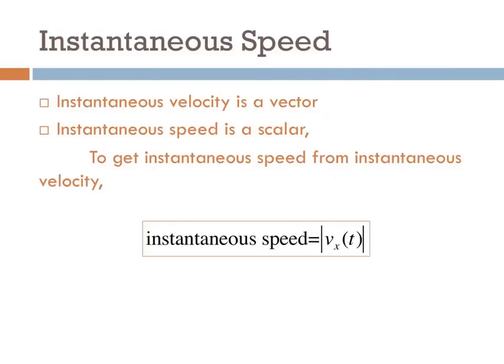Remember, because we were talking about velocity, it is still considered a vector. But when we talk about instantaneous speed, which is a scalar, you can just take the absolute value of your instantaneous velocity. So sometimes in problems, you'll see it ask for the speed or velocity at a certain point. They're referring to the instantaneous speed or the instantaneous velocity at that point.